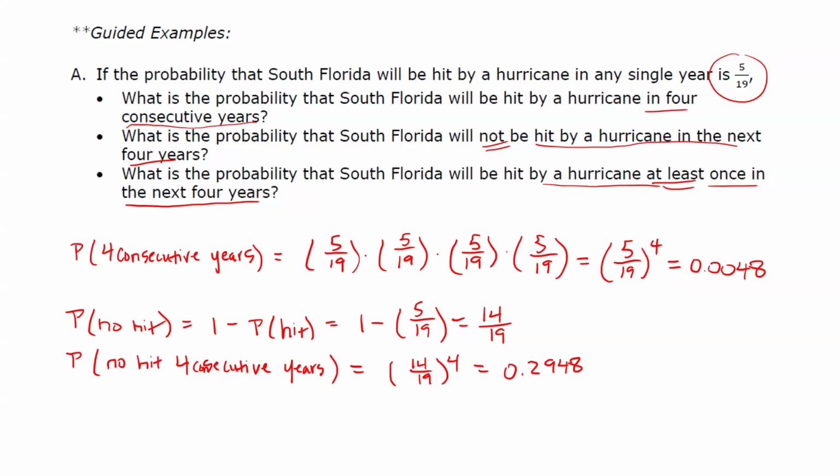And the third one, what's the probability that South Florida will be hit by a hurricane at least once in the next 4 years? Okay, so at least here is going to be the complement of not being hit at all. Okay, so the probability of at least once in the next 4 years will be 1 minus not being hit.